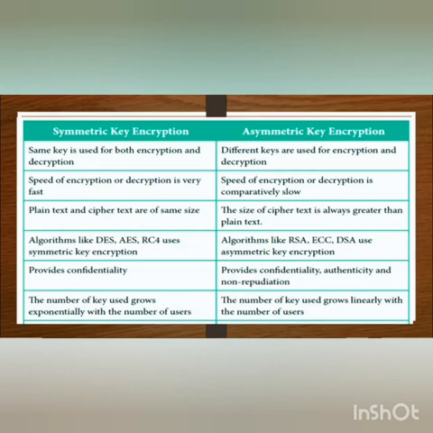The last difference is that in symmetric key encryption, the number of keys used grows exponentially with the number of users. Exponentially means it goes on increasing more and more. As we said previously, the key length can be easily increased by multiple use of DES, right? Triple DES and all we have learned now. So the key numbers will grow exponentially. But in asymmetric key encryption, the number of keys used grows linearly with the number of users. So this is all about the differentiation between symmetric and asymmetric key encryption.